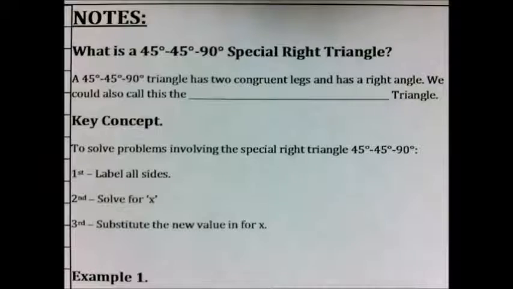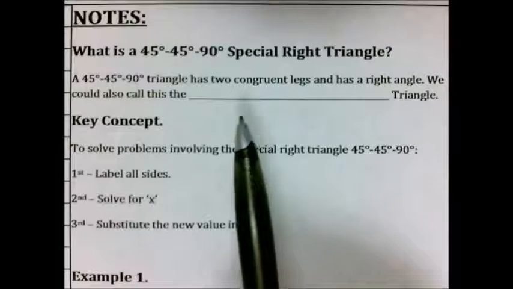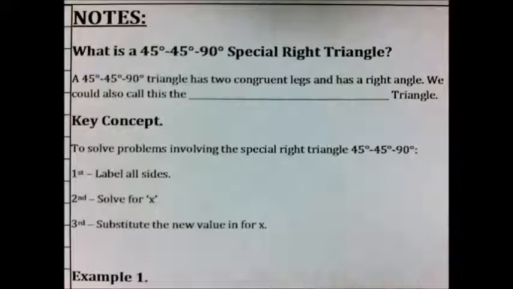Alright, so first let's talk about what is a 45-45-90 special right triangle. And so we're going to just read this off here. It says a 45-45-90 triangle has two congruent legs and has a right angle. We could also call this, and this is what I want you to write down, the isosceles right triangle. Remember, an isosceles right triangle means that it has a right angle, and isosceles means that it has two congruent legs, okay?